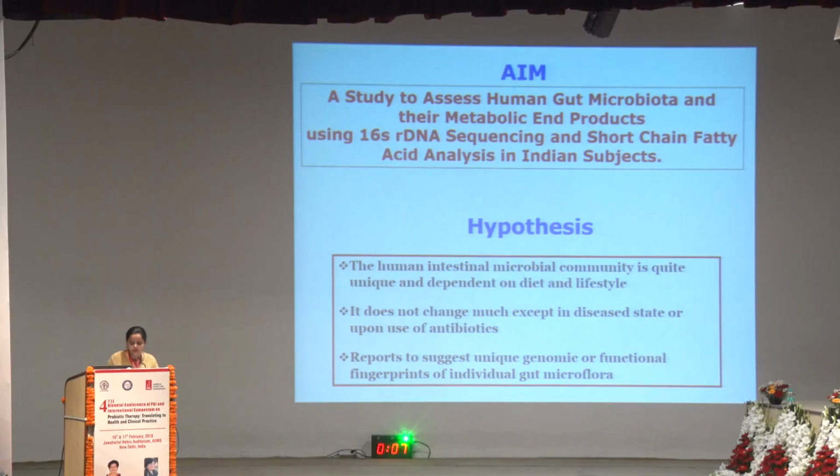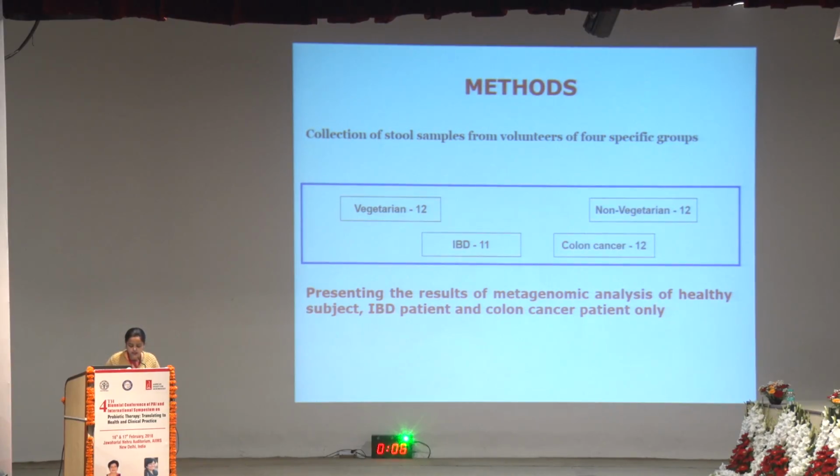So the hypothesis of the study: the human intestinal microbial community is quite unique and dependent on dietary conditions and health conditions. So it does not change much except in a disease condition or in the use of antibiotics. Reports have suggested that unique genomic or functional fingerprints of individual gut microflora exist. So this is the method that we followed.